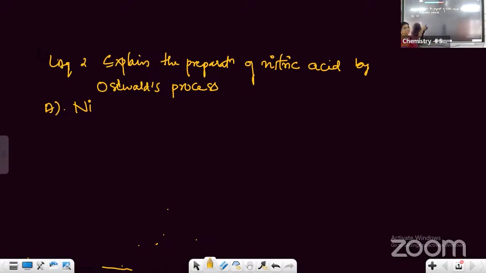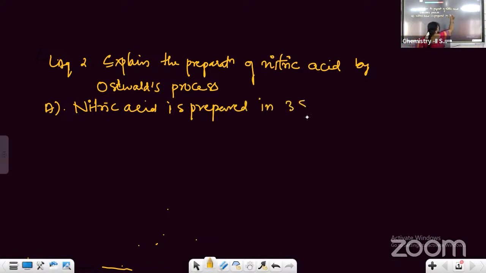Good morning, everyone. So today we are going to prepare nitric acid by Ostwald's process. Yesterday we completed the preparation of ammonia. This process involves 3 steps. Nitric acid is prepared in 3 steps.